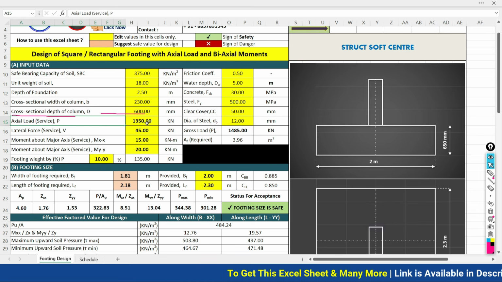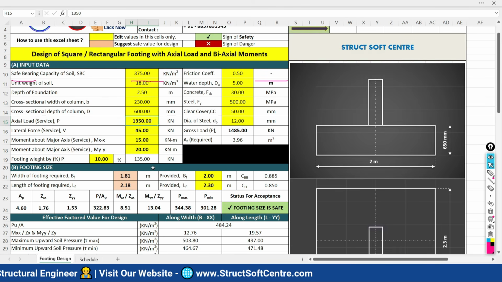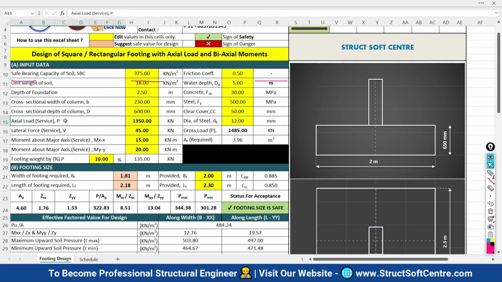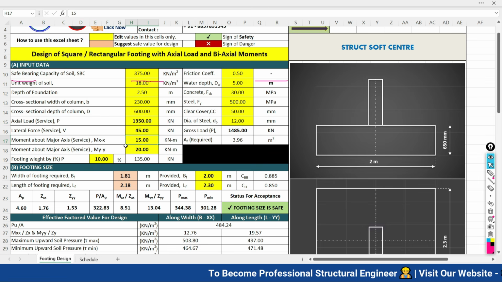Thereafter, load definition. Here you have to set the definition of the load. In our problem statement, we have given that the axial load over the foundation is 1350 kilonewton, the moment about major axis is 15, and the moment about minor axis is 20. So I am going to define all of these here. 1350 kilonewton is your service axial load, the moment about major axis is 15, and the moment about minor axis is 20.